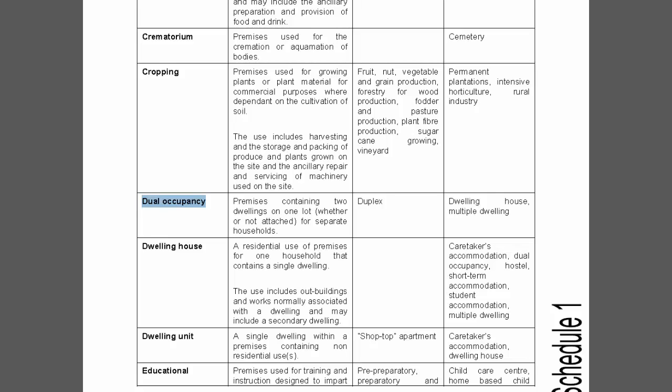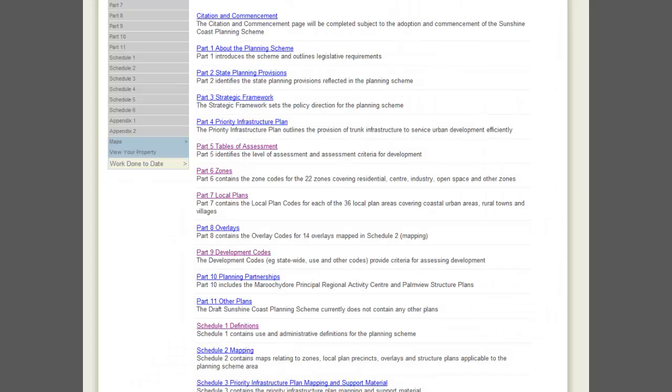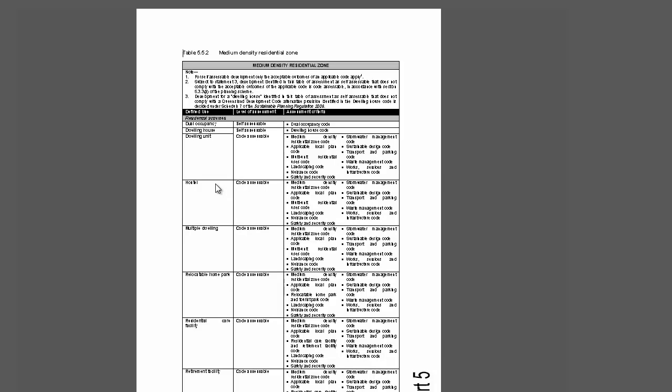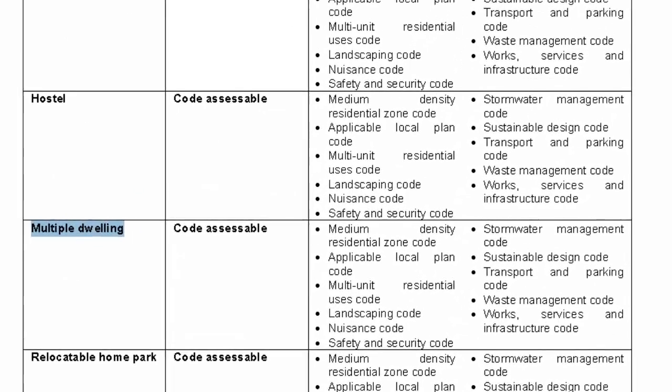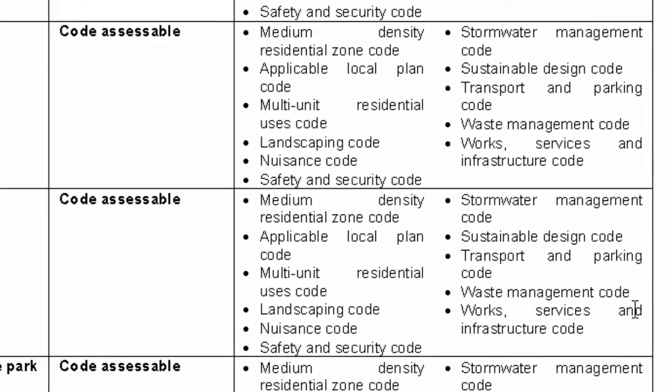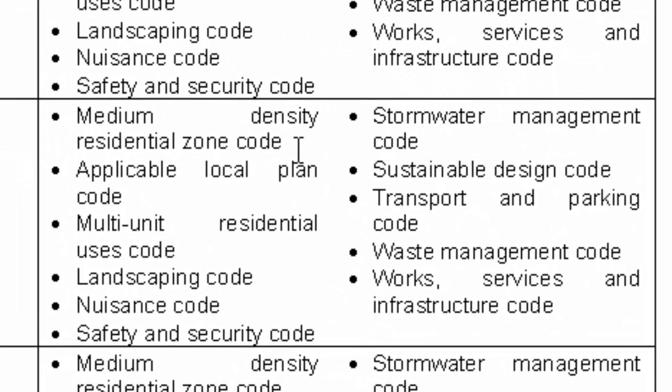The next thing we're going to check is the level of assessment, which you'll find here in Part 5. And just for fun, we'll go to the medium density residential zone levels of assessment. So I've highlighted multiple dwelling here, which you can see is code assessable within the zone, and it's subject to a whole heap of codes here, such as the medium density residential zone code, the local plan code, the multi-unit residential uses code, etc, etc, etc.